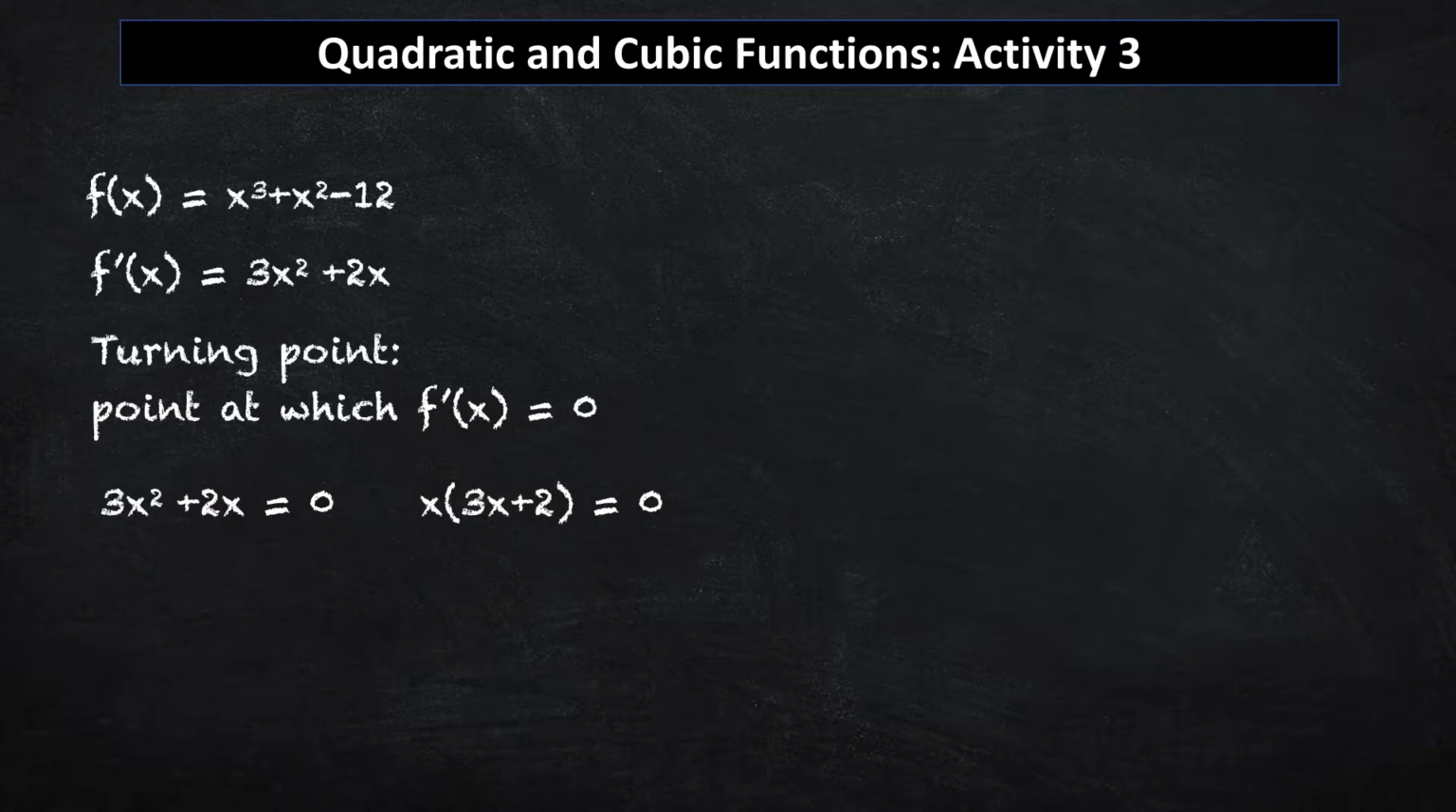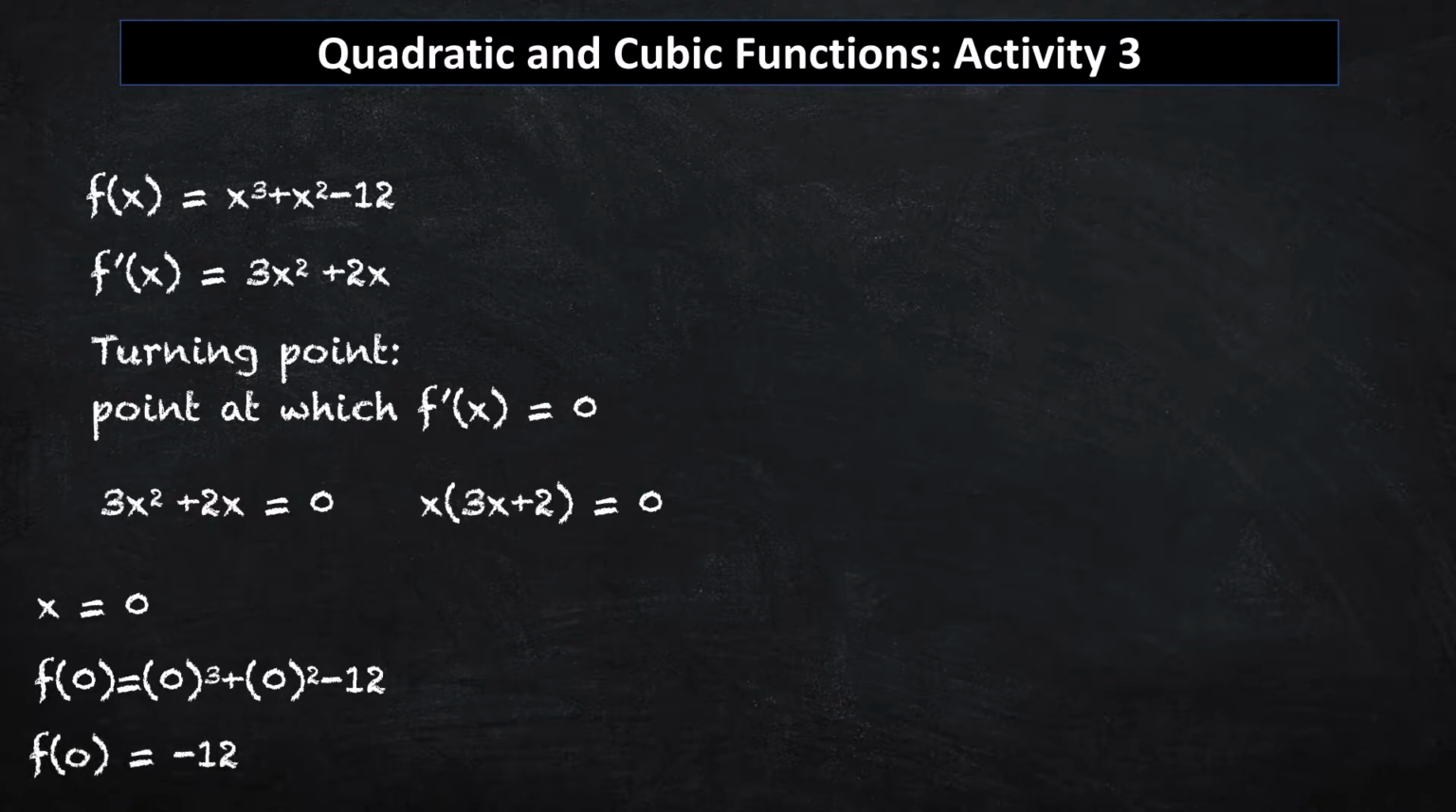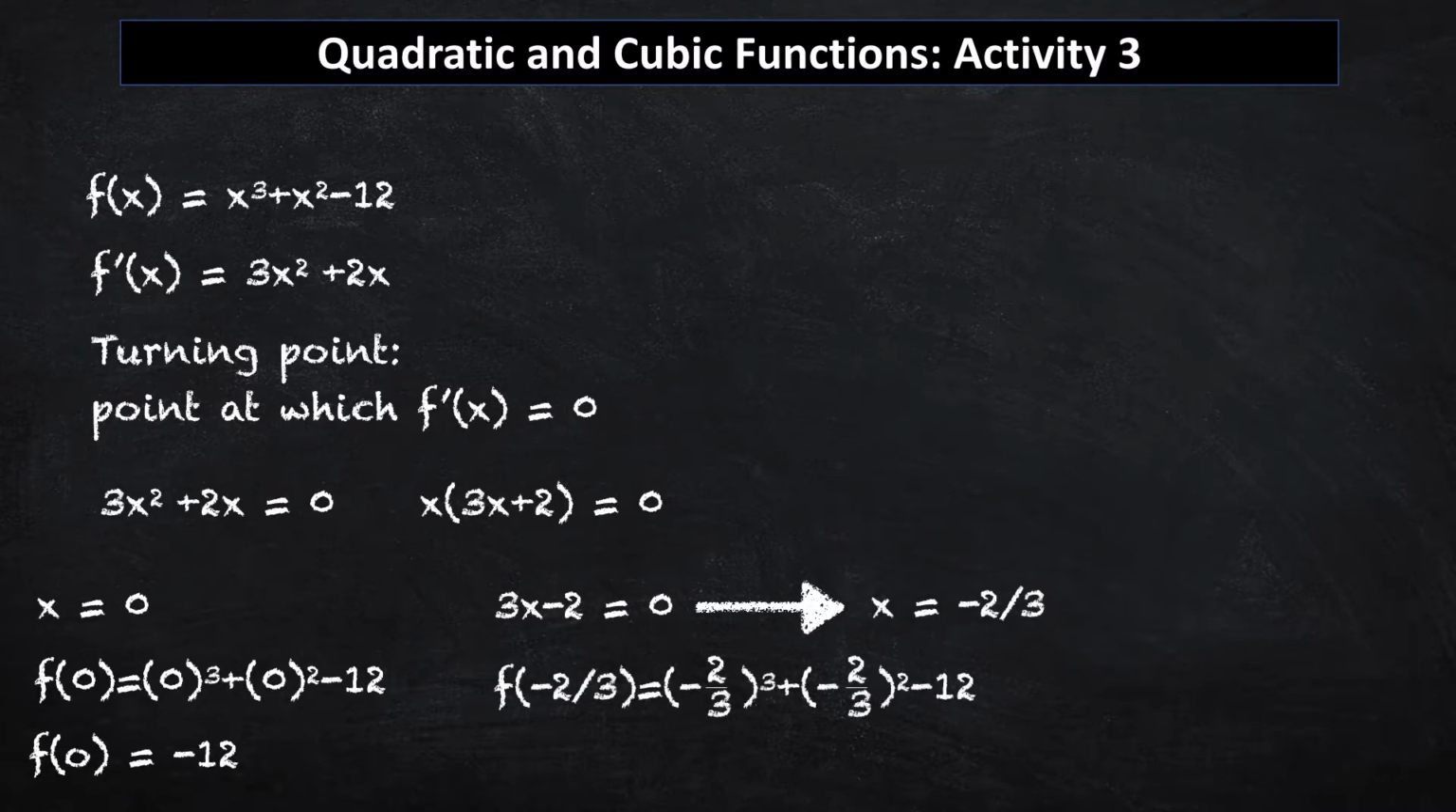This equation has two solutions. The first one for x equal to 0, at which corresponds the value f of 0 of the function, which is equal to minus 12. The second solution is for 3x plus 2 equal to 0, which means that x is equal to minus 2/3. We can compute the value of the function when x is equal to minus 2/3, and this becomes minus 2/3 to the power of 3 plus minus 2/3 to the power of 2 minus 12, which is equal to minus 8 divided by 27 plus 4 divided by 9 minus 12.